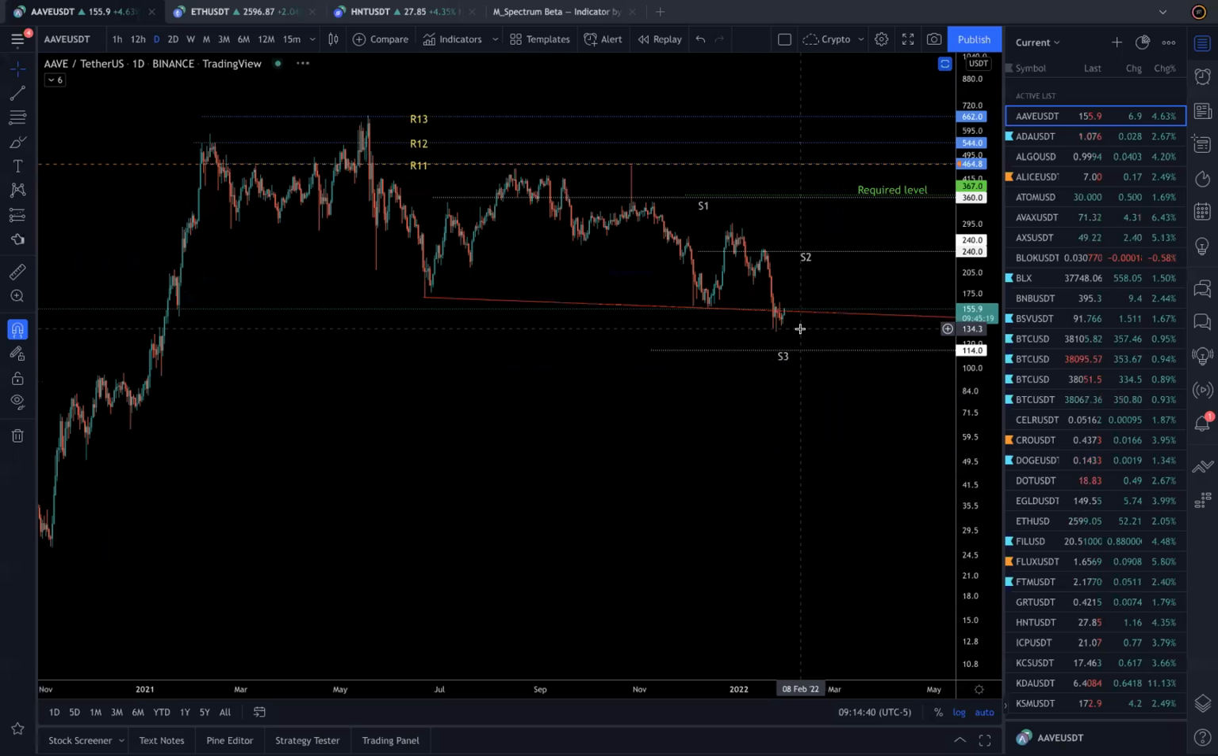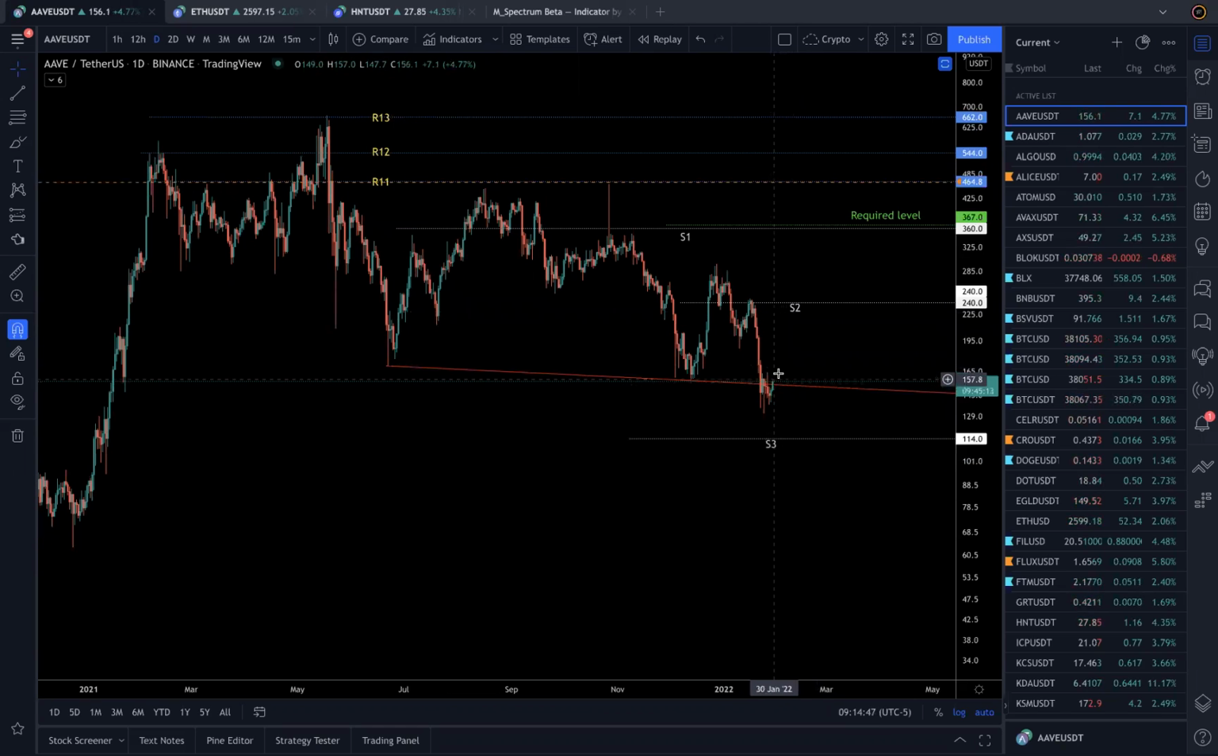It's now penetrating, breaking above. So we would like Aave to head for S2. It's heading for S2, though it's still in the downtrend, right? But next week we'll have to see how fast it grows.